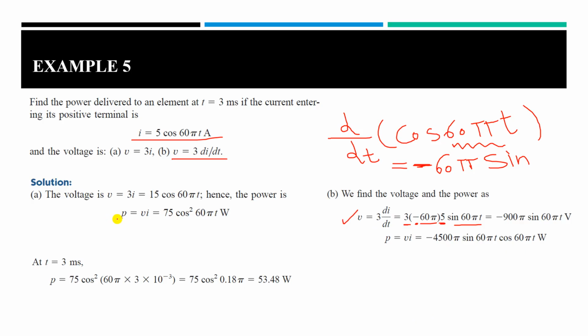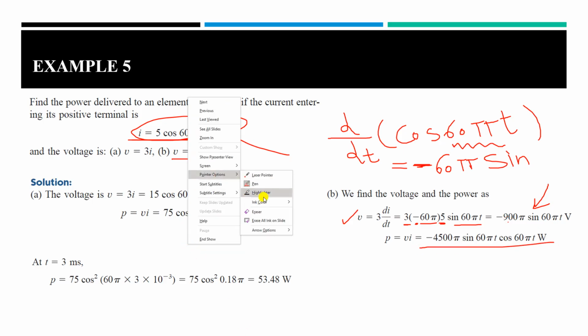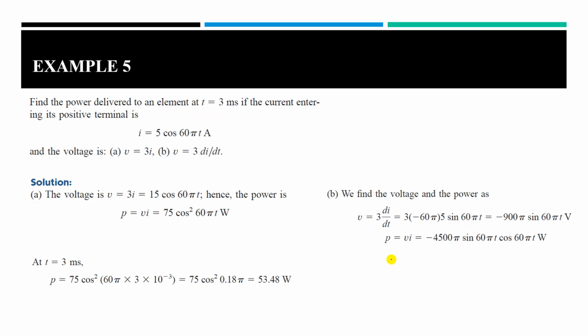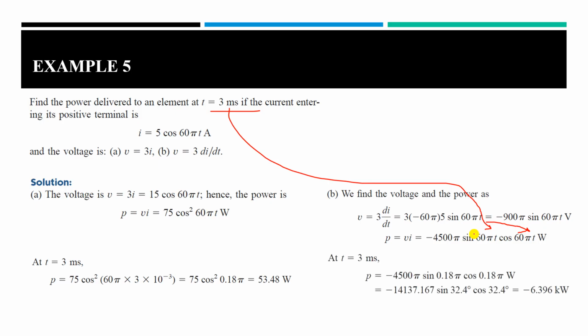Now what is the value of power? Power will be this voltage multiplied by the current. So we have this equation and this equation of current. Take this one multiplied by this one, you will have this equation. Okay, then what are we going to do? Simply we are going to get the power at 3 milliseconds. So we'll take this 3 milliseconds and substitute in t here and in this t, like this. So we'll have in the end power equal to negative 6.396 kilowatt.